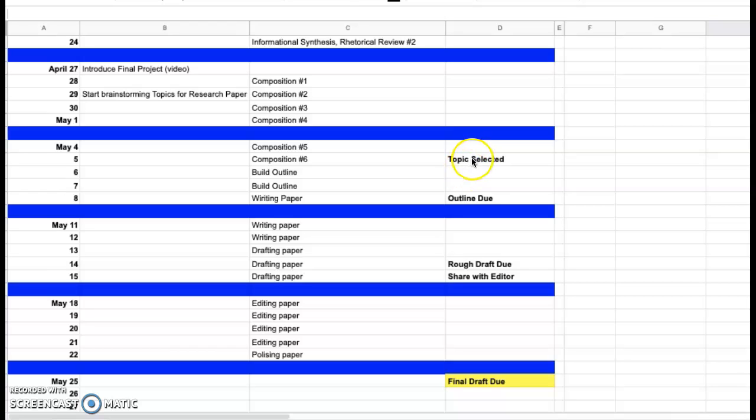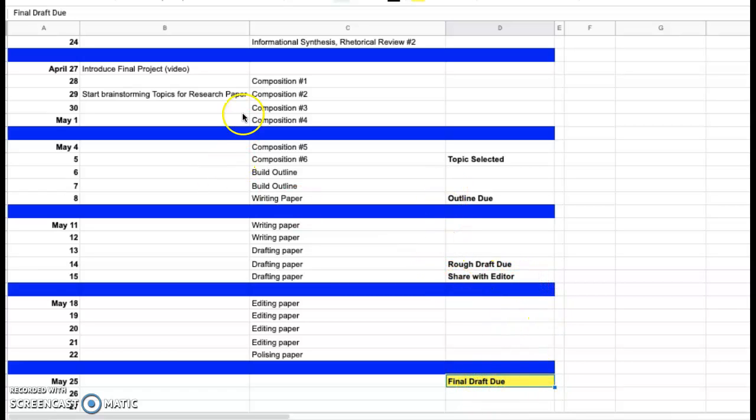All right, so as you can see here, May 5th, you should have your topic selected, right? We'll have it verified. Then you can start building your outline, which will be due on the 8th. And then your rough draft will be due on the 14th. And then you're sharing it with an editor. You'll be grouped with a partner on this to do some peer review and getting that second set of eyes on your paper. And then the final draft will be due on May 25th.